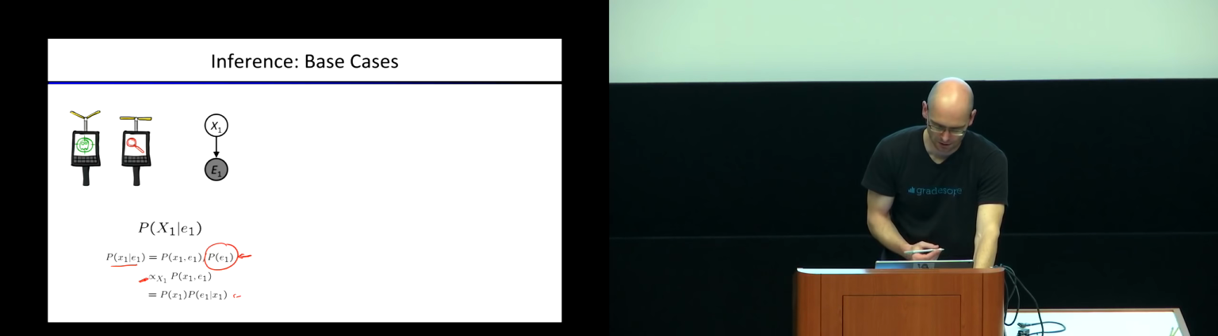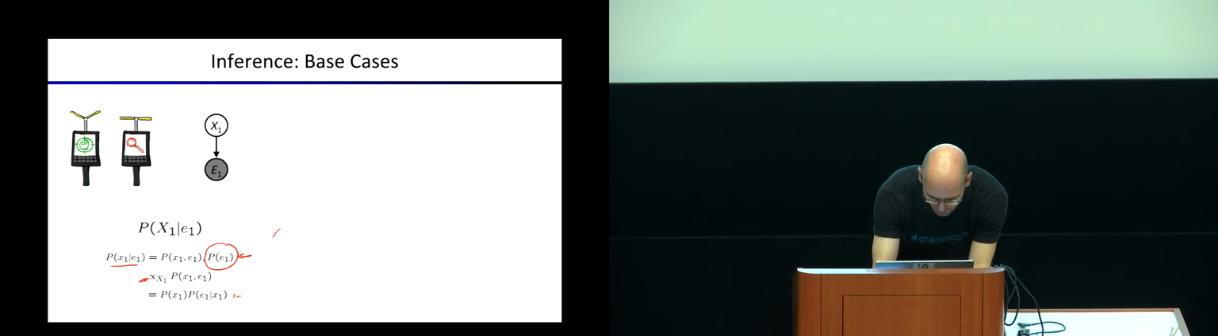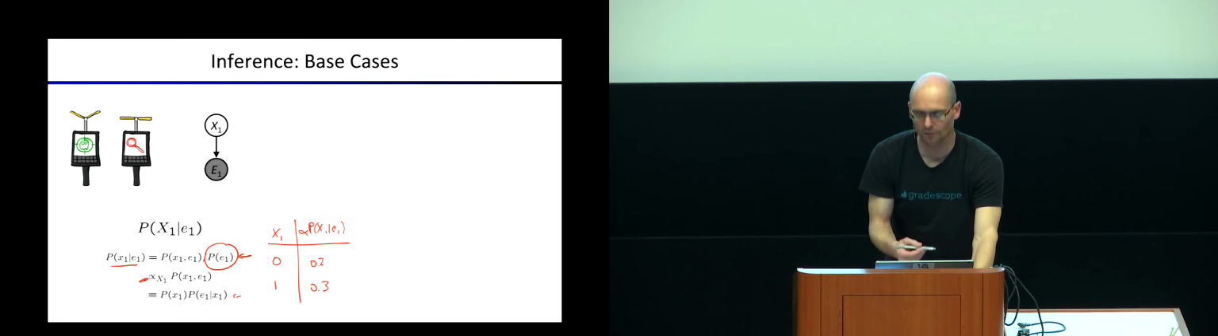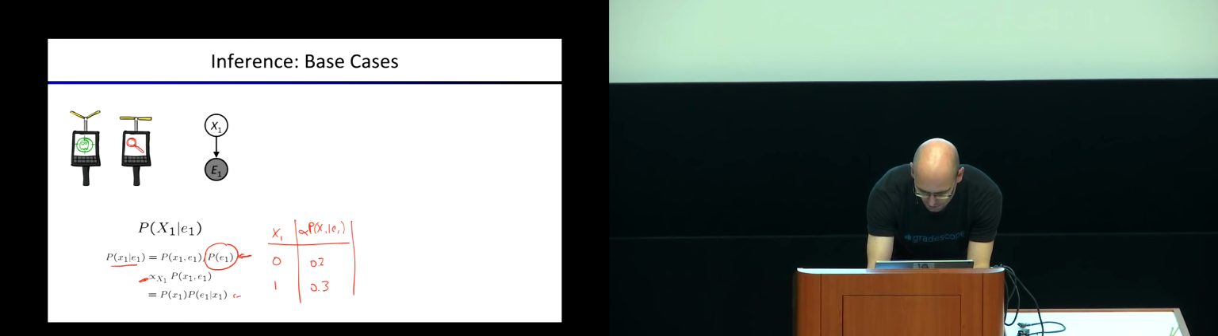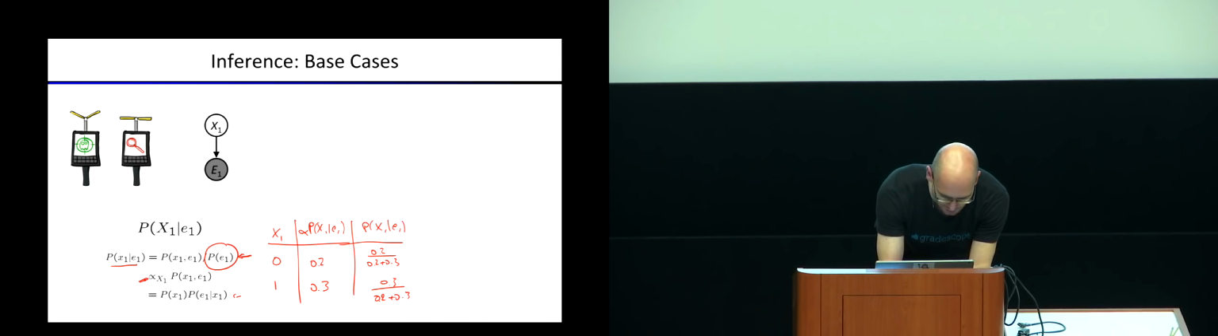What would be the result of this calculation? We would have a table for values of x1, with values proportional to x1 given E1. Maybe it would look something like this. x1 could be 0 or 1, and then proportional says 0.2 on this and 0.3 on this. If you want the actual probabilities, you say, well, that's only proportional. I now need to renormalize, so it'll be 0.2 over the sum of those and 0.3 over the sum of those again. That will be the actual probability.